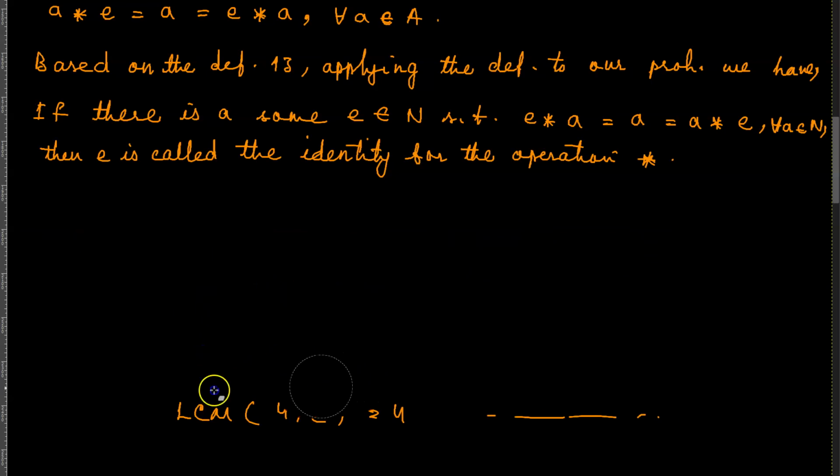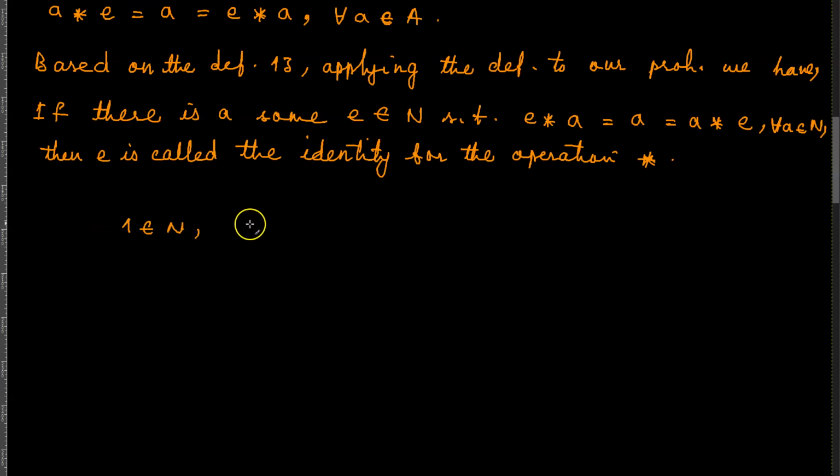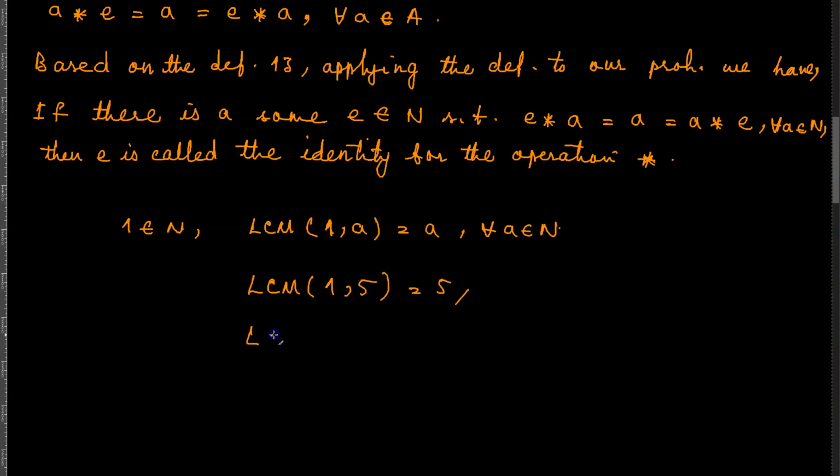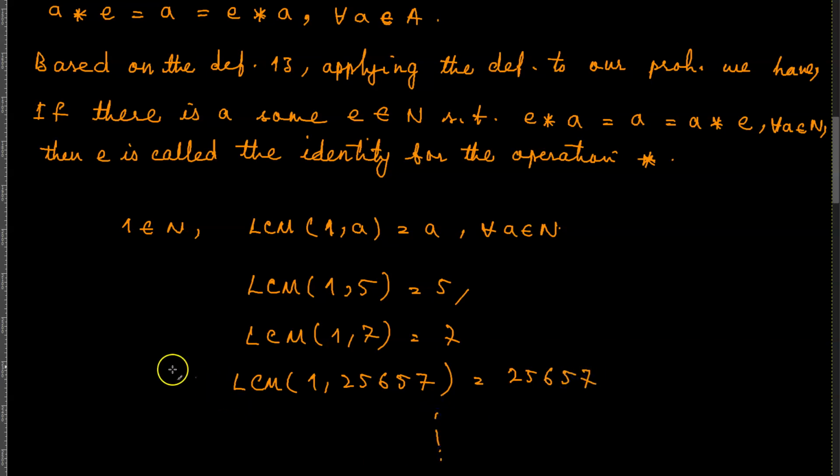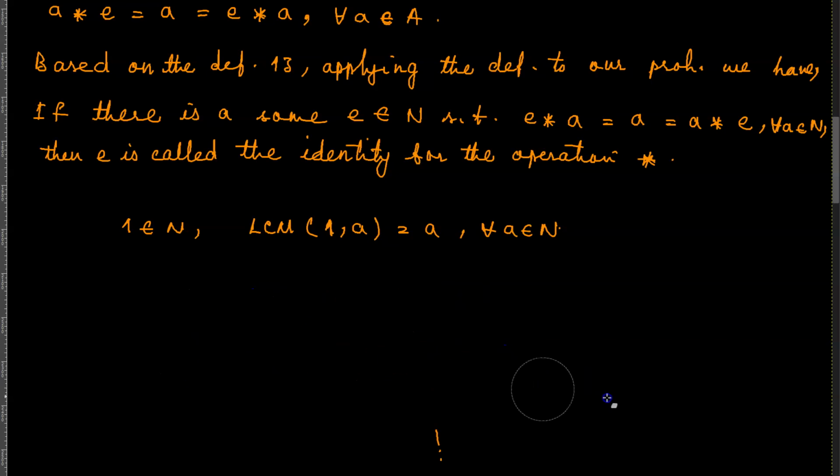because 1 does belong to N, and the LCM of 1 and A is equal to A for every A belonging to the set of natural numbers. For example, if you pick 5, the LCM of 1 and 5 is going to be equal to 5. If you pick 7, the LCM of 1 and 7 is going to be equal to 7. The LCM of 1 and 25,657 is going to be equal to 25,657, and so on and so forth. So I think that the identity is going to be equal to 1.